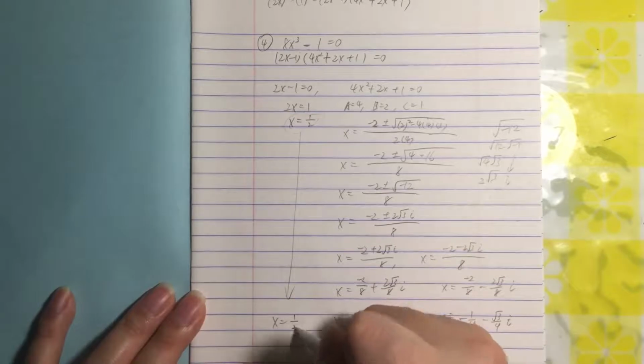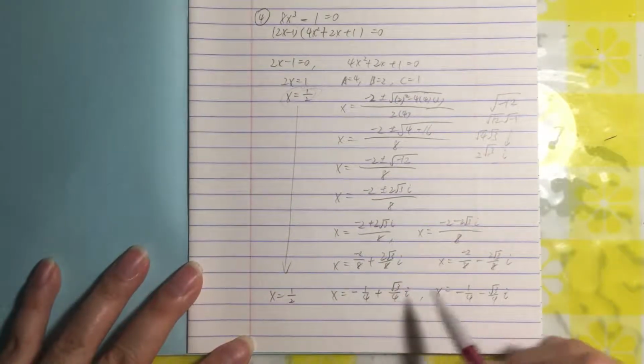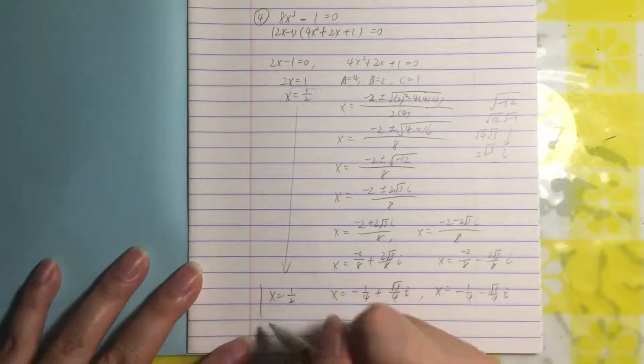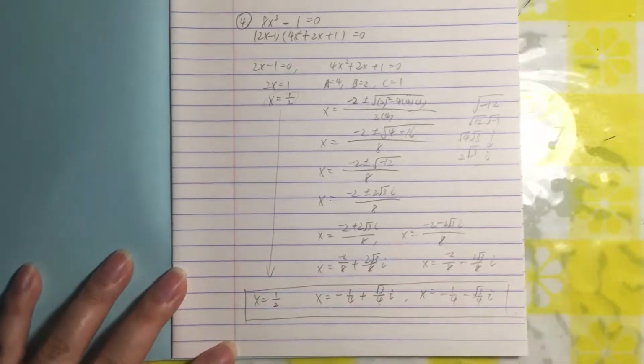x equal to half. x equal to negative 1 over 4 plus square root of 3 over 4i. x equal to negative 1 over 4 minus square root of 3 over 4i. There are 3 solutions to this equation.